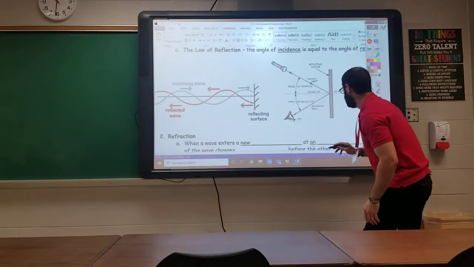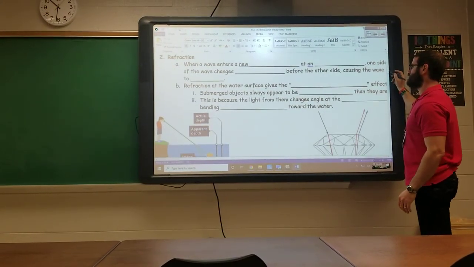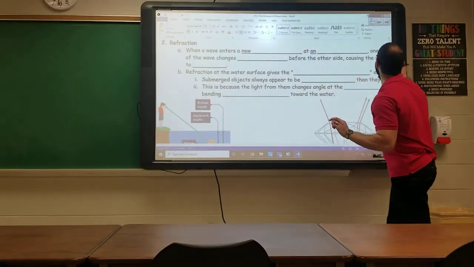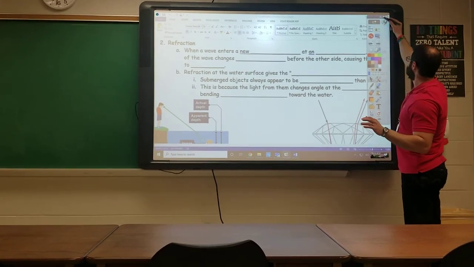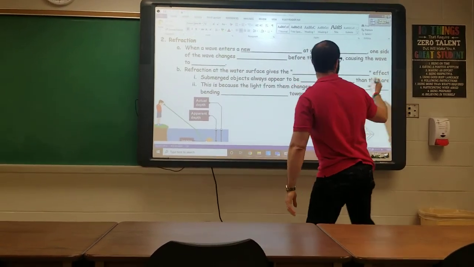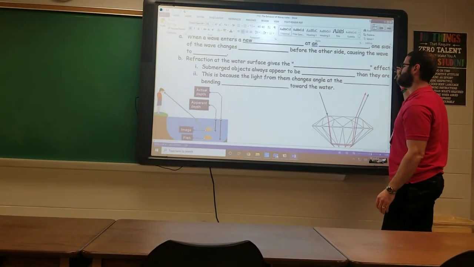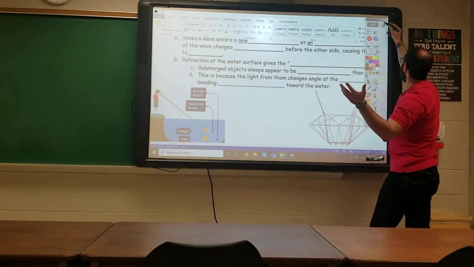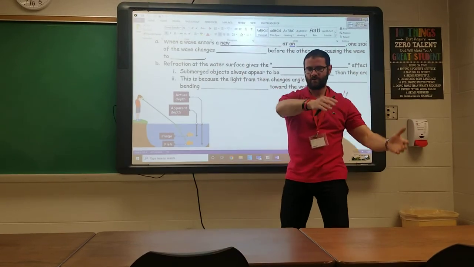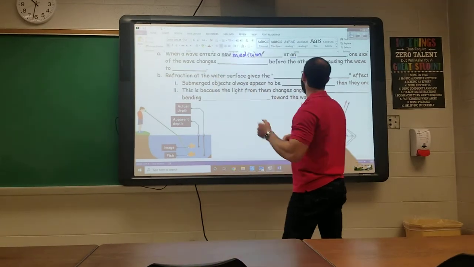All right, so let's go back to our notes here and look at the next concept, which is refraction. This is different than reflection. Refraction happens when a wave, whether it be a sound wave or light wave, enters a new medium. Let me roll this up a little bit. A medium is just a material. So let's say the wave is going from the air to the water. The air is one medium, the water is another medium, a new substance or a new material. That's what a medium is.